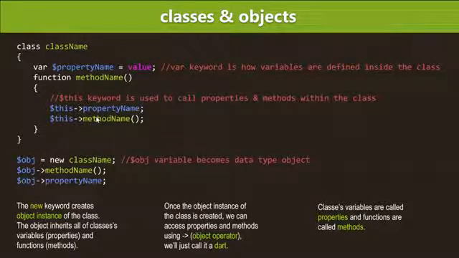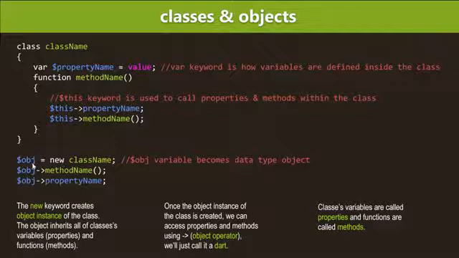And if we wanted to access our property inside the class, we would use the keyword this followed by the object operator, also known as a dart. I'm just gonna call it a dart from now on, and you do the same thing if you wanted to access the method name as well.